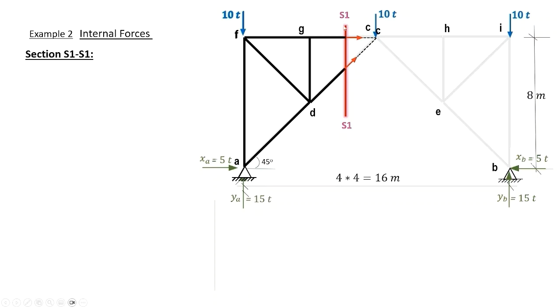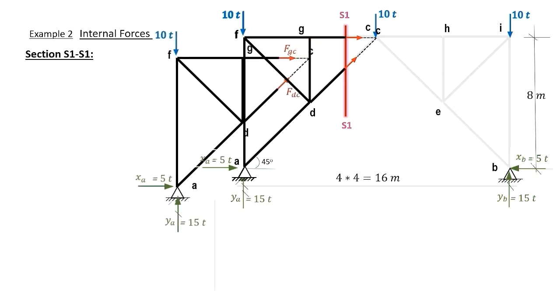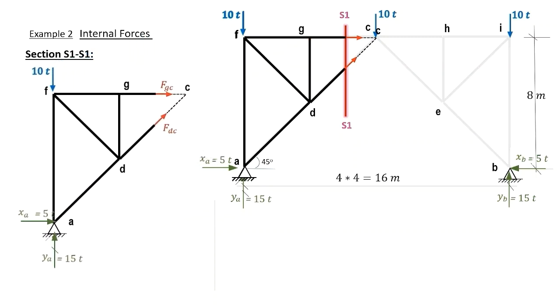Of course, the internal forces that show up are the forces in the members through which the section passes, but any other member doesn't show its internal force by the cut of S1. We extract the left part to make our computations. First, FGC is analyzed into the horizontal component and the vertical component.